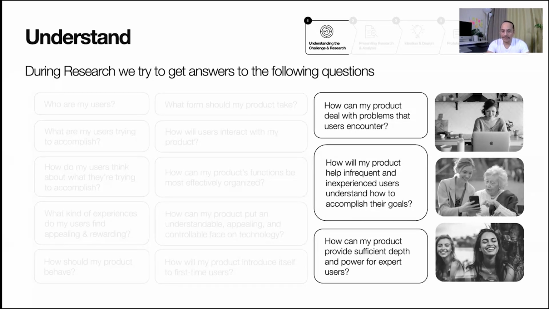And how will my product help infrequent and inexperienced users understand how to accomplish their goals? When designing and researching, the research also helps to understand, okay, if someone is not experienced, then how to handle that. Basically, create a good experience and help them achieve their goals.